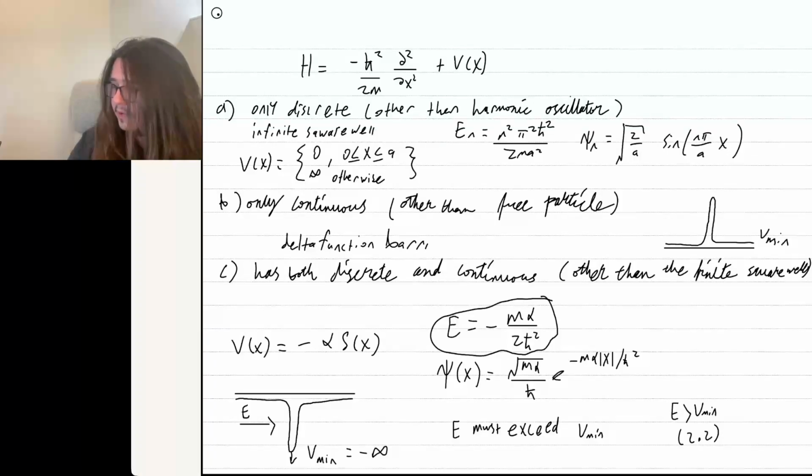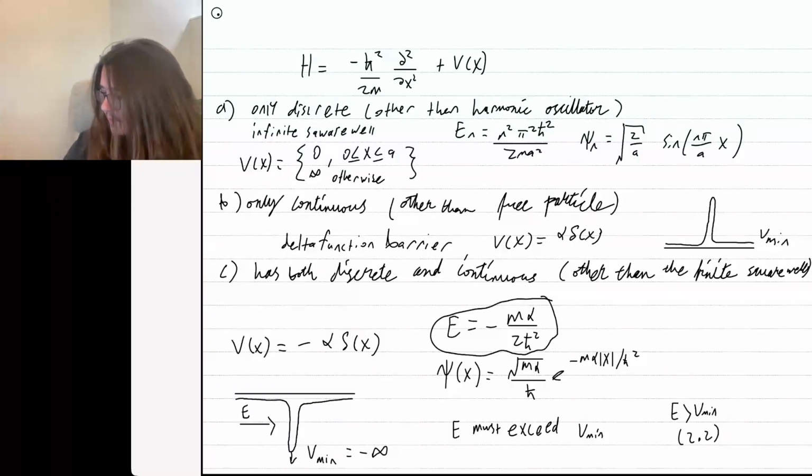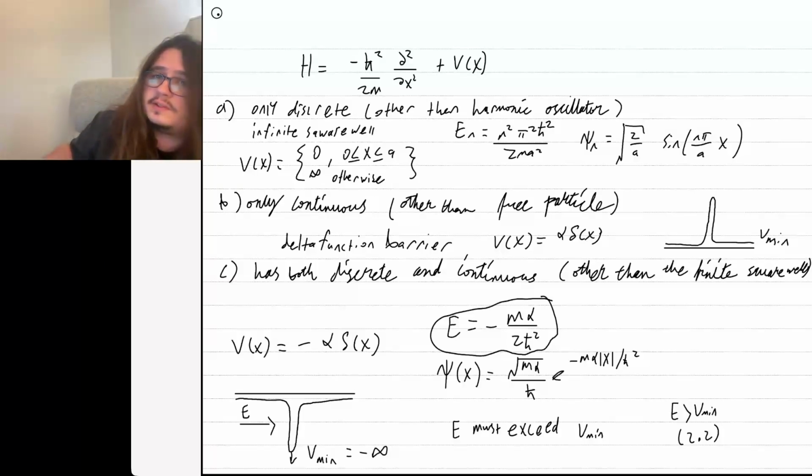And it's talked about right at the end of the delta function well section of the textbook, in not very great detail. And then the equation, you can probably guess, is just positive alpha delta of x, which is your only continuous Hamiltonian. All right.